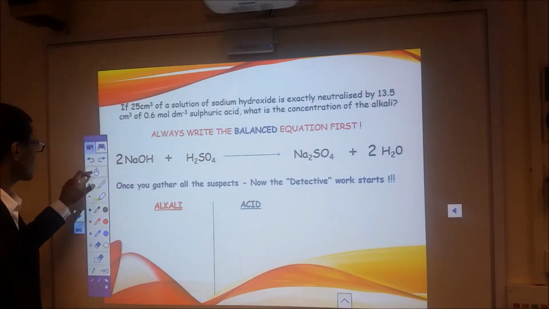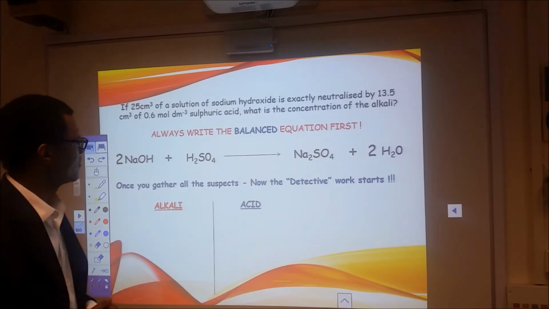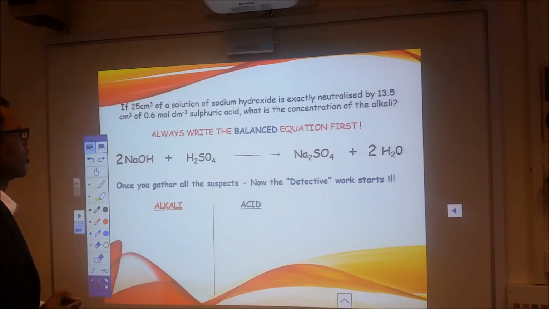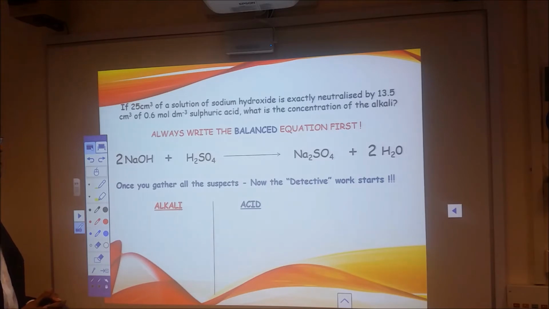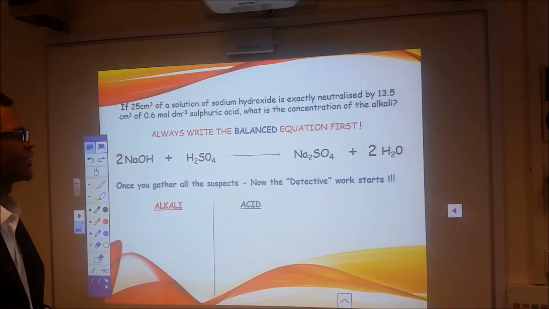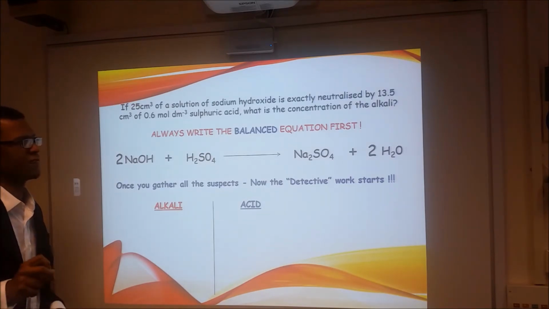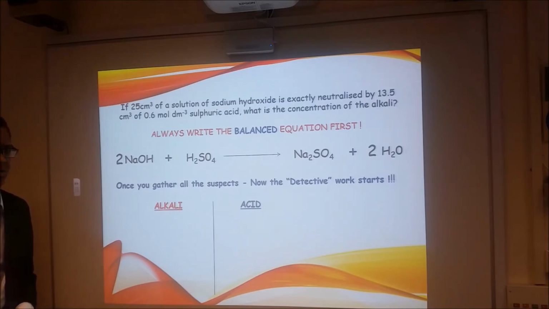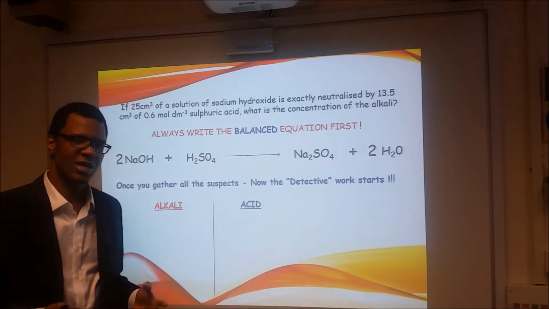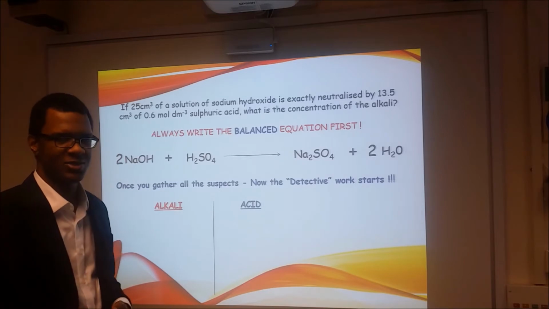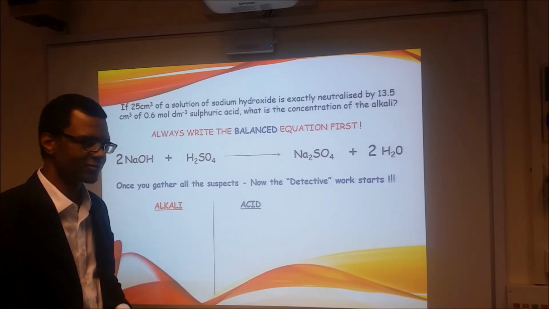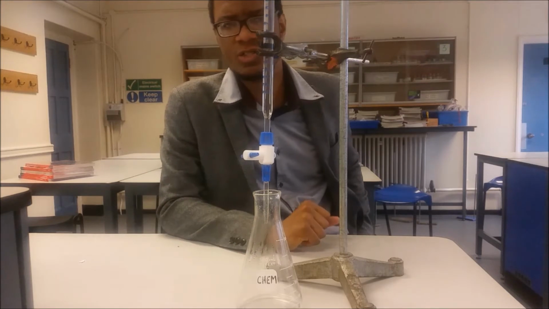This is the first question we're going to approach. If 25 centimeters cubed of a solution of sodium hydroxide is exactly neutralized by 13.5 centimeters cubed of 0.6 moles per decimeters cubed of sulfuric acid, what is the concentration of the alkali? What do we mean by this? In order to understand this further, I think we need to see a practical demonstration. So let's talk about our titration question.